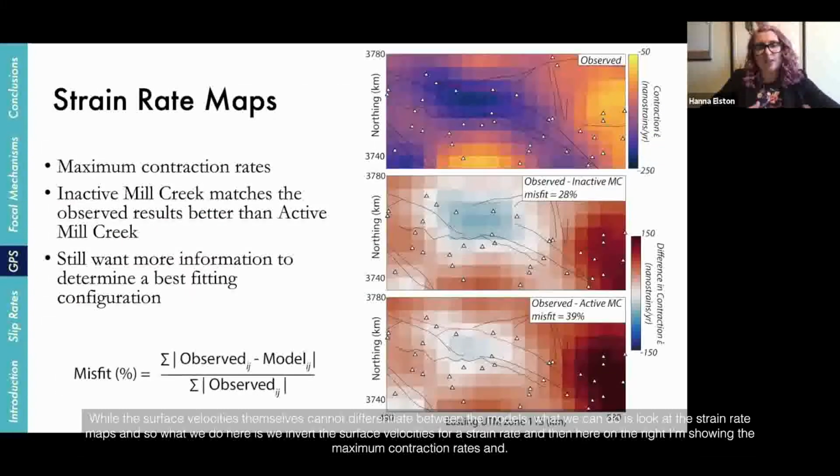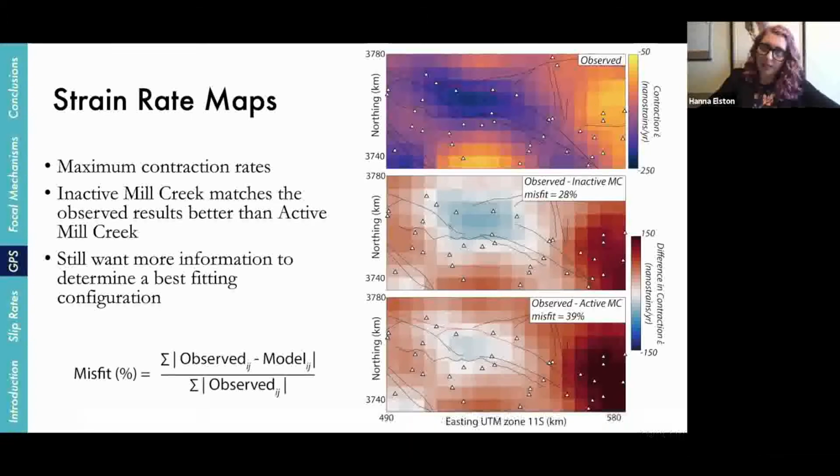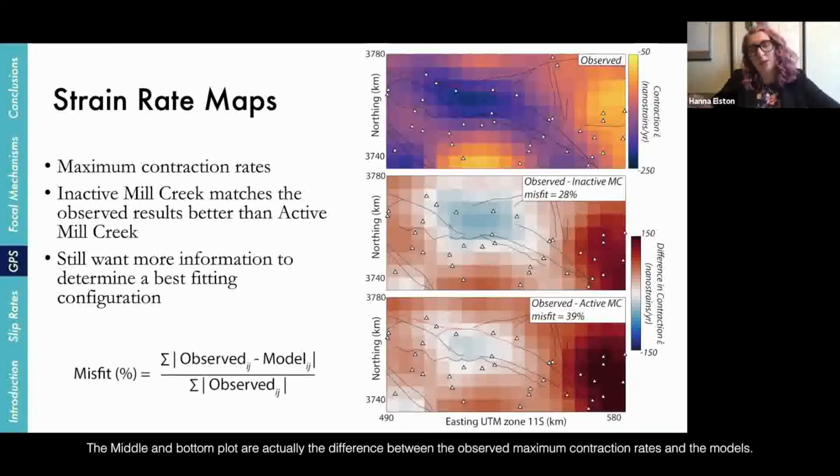While the surface velocities themselves cannot differentiate between the models, what we can do is look at the strain rate maps. Here we invert the surface velocities for strain rate, and on the right, I'm showing the maximum contraction rates, and the middle and bottom plots are the difference between the observed maximum contraction rates and the models.